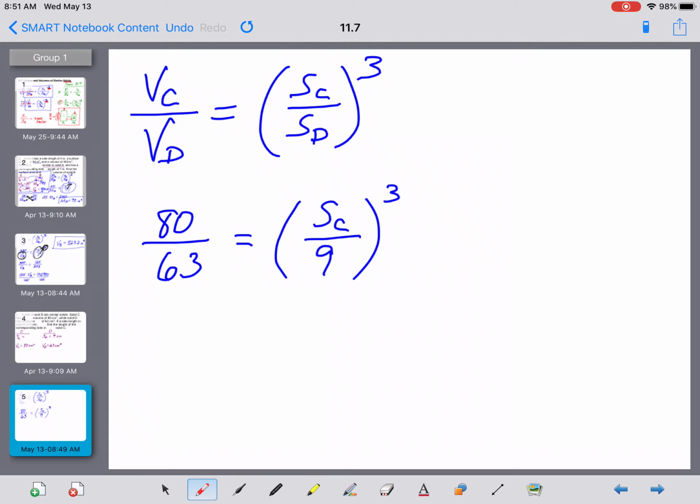Our goal here is to isolate our variable, which is this S of C right over here. Now, if I ask you guys, what is being done to that variable? There's two answers. The first thing being done to S of C is that it's getting divided by 9. And the second and final thing that's happening is that they're cubing that. Those are the two things that we need to undo.